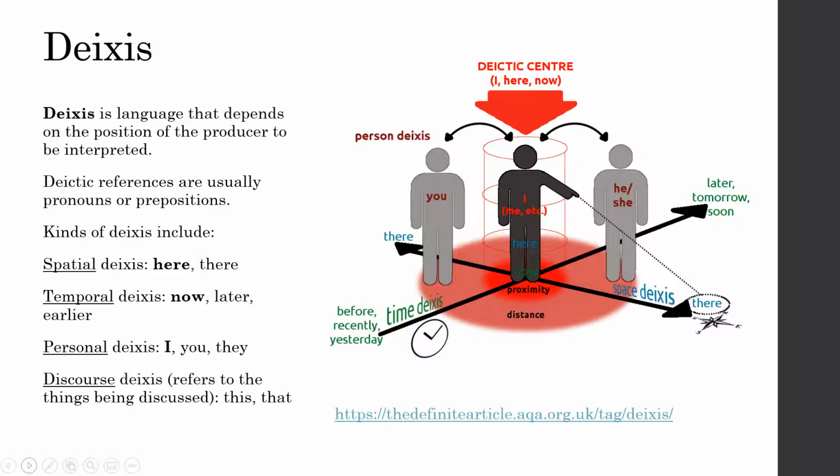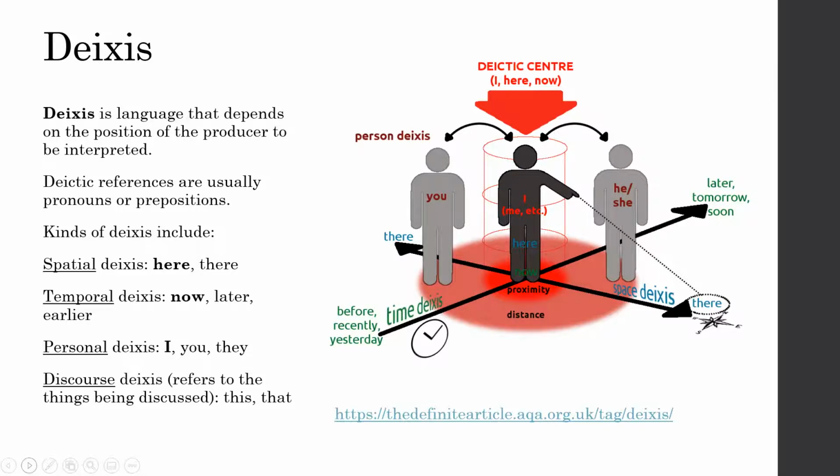Deixis is the way that we describe language that uses the position of the producer to be interpreted. And I am here now telling you about Deixis, where you are over there, wherever you are in time. Perhaps you're listening to this later tomorrow, and you understand that it's earlier when I'm doing this.